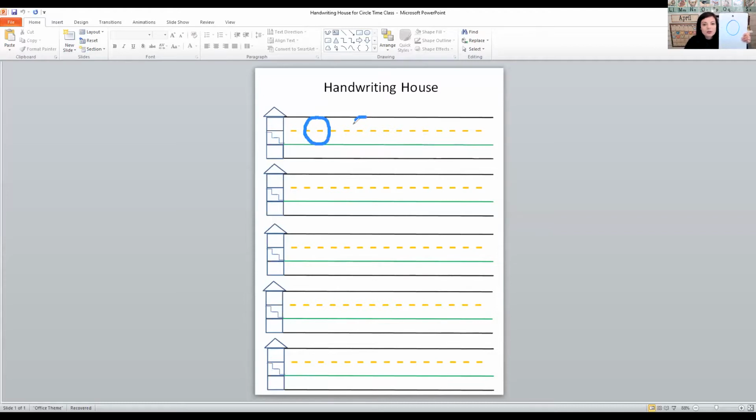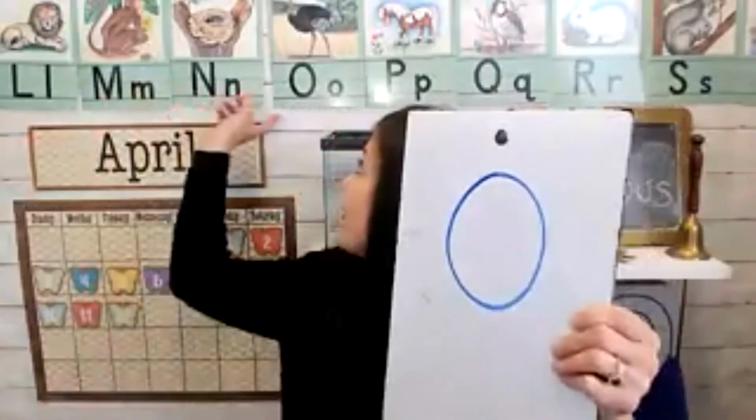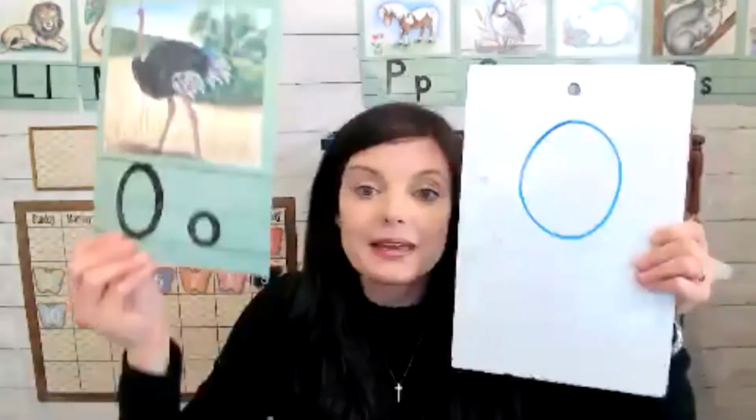So just start at the top and go around and back. So that's the big letter O, and the little O looks the same as the big O, doesn't it? It's just a little bit smaller.